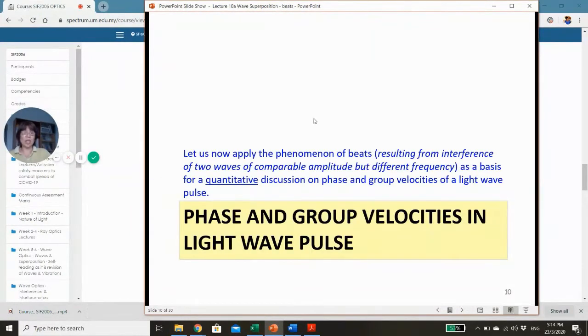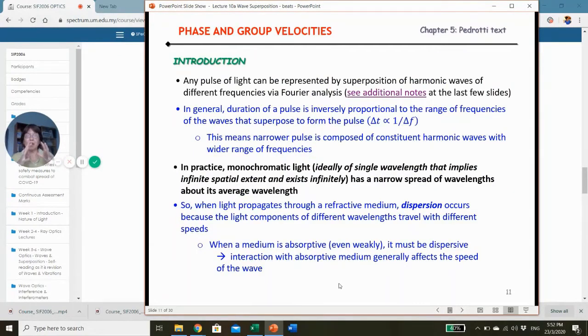Okay, we're going to look into phase and group velocity in a light wave pulse. And we're going to do some math as well. When you have a light pulse, it can be represented by the superposition of many harmonic waves of different frequencies. And this we all know from Fourier analysis. I do hope you remember that. But in case you do not, let's do a little bit of a refresher course.